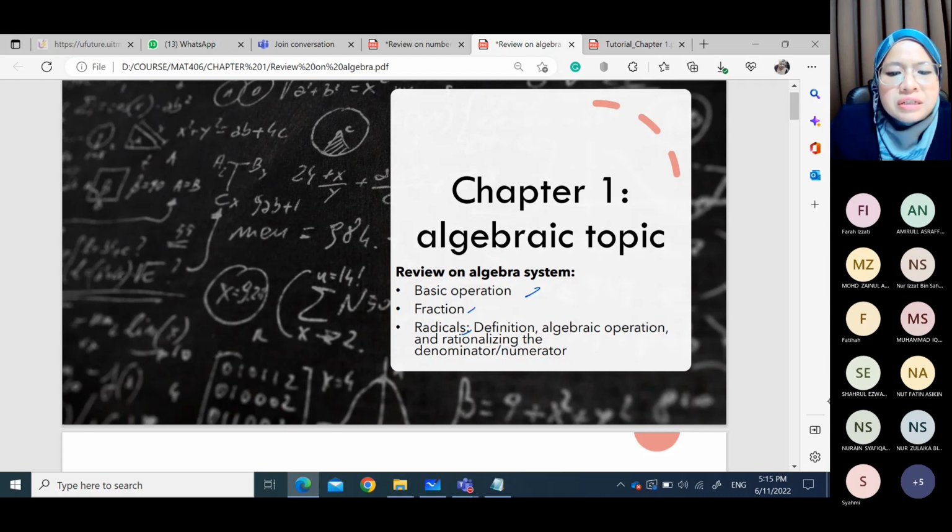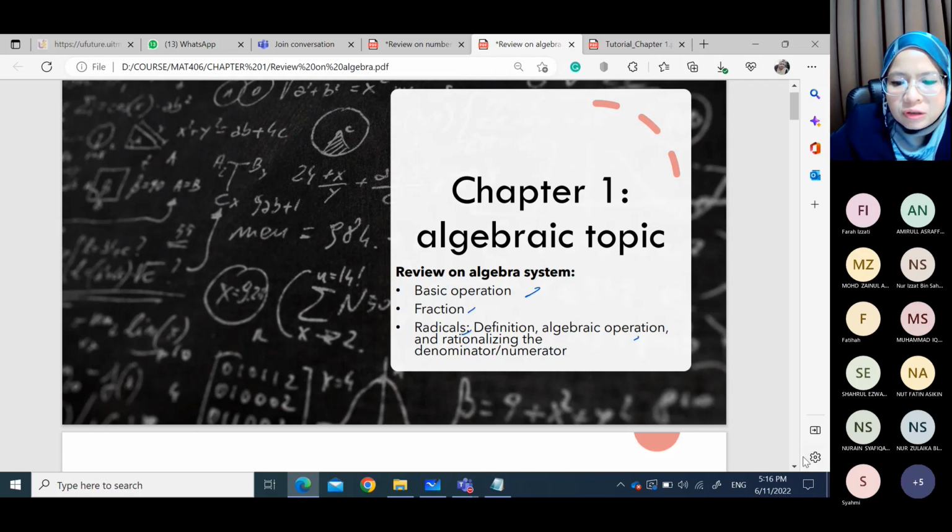So in radical we have algebraic operation, and we have rationalizing the denominator and numerator. So untuk rationalizing the denominator and or numerator ni adalah untuk kita hilangkan ataupun selesai, senang cakap simplify for the square root ataupun for the set. Nanti kita akan tengok macam mana kita nak keluarkan dia daripada bentuk square root tu. Okay, itu dalam topik radicals.